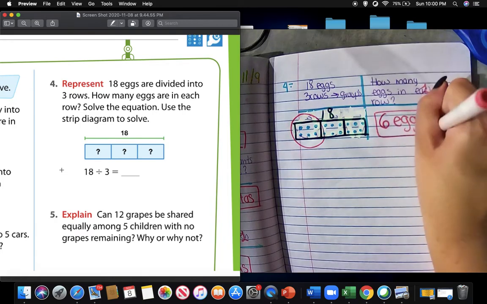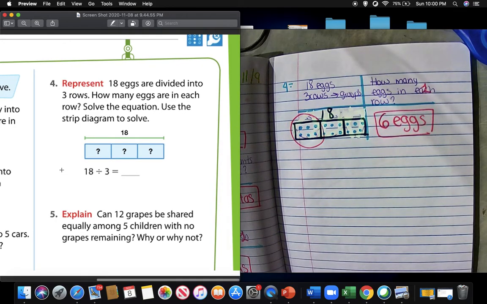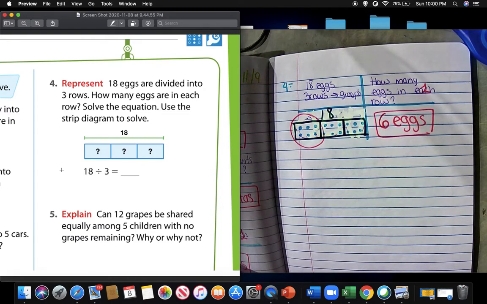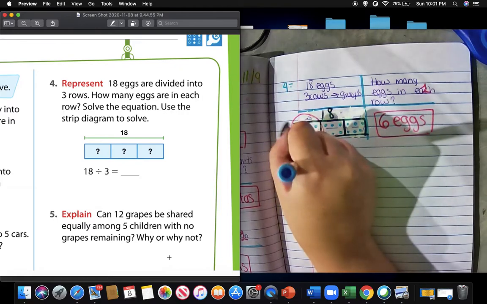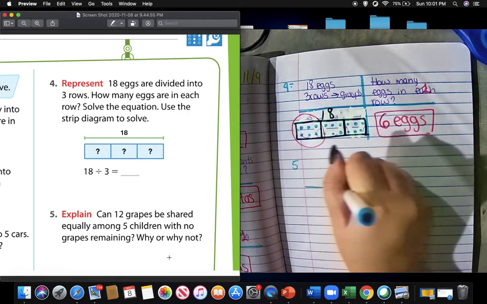Okay, hopefully I don't mess up the next one. Number 5. Can 12 grapes be shared equally among 5 kids? Why or why not? 5 children with no grapes remaining. Okay, so let's do a T-chart again. Number 5.